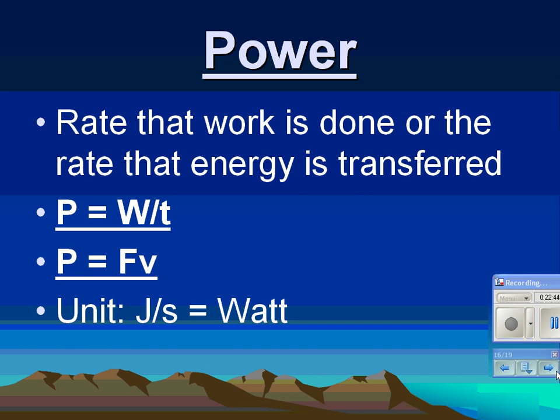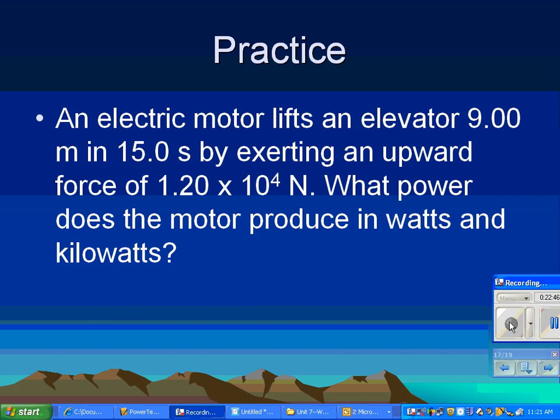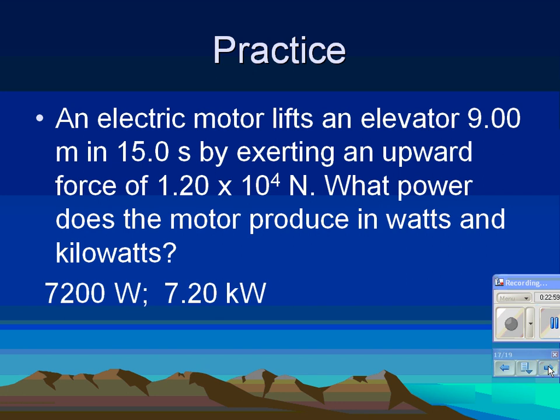Give this one a shot. Remember, power is work divided by time. So let's figure out how much power this elevator or electric motor uses. If I just calculate the work and divide it by the time, I figure out how much power was consumed or generated. Okay? 7,200 watts or 7.2 kilowatts.